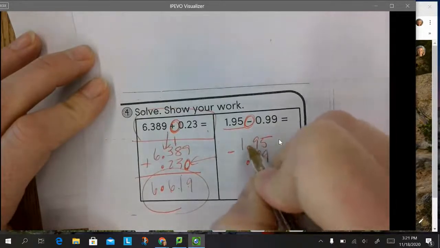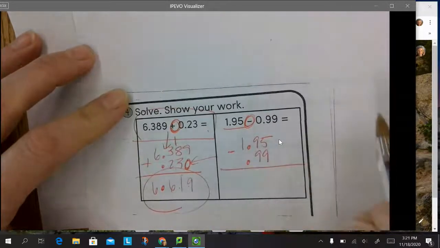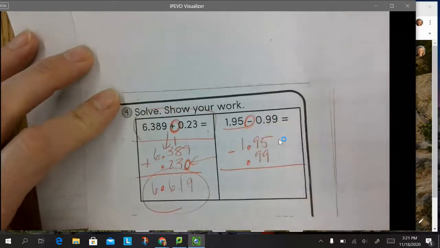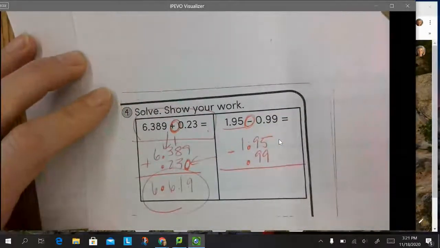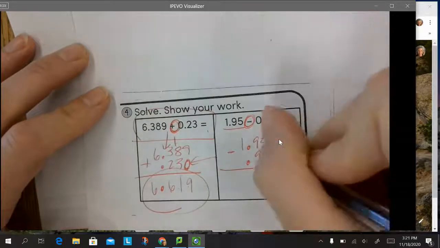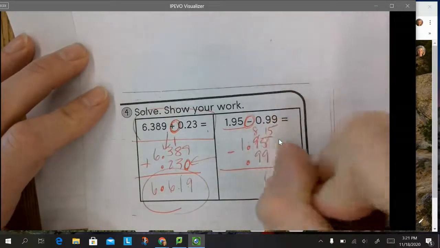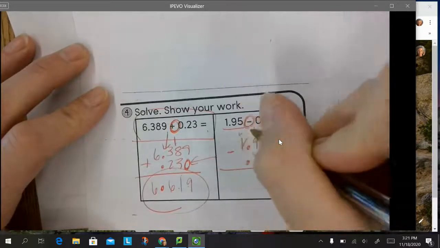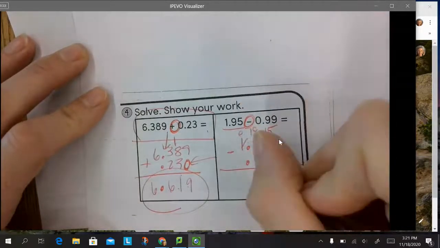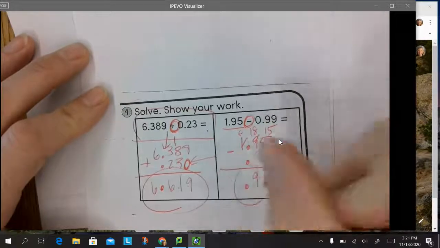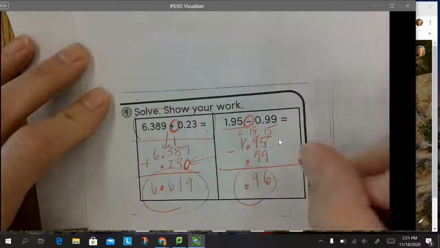Write down your first number, 1.95, minus 0.99. Look, I made sure that I lined up my decimals. And when I subtract, I need to go ahead and borrow. 15 minus 9 is 6. 8 minus 9 I can't do, so that becomes 18 minus 9. So you get 0.96. All right, good job. Next one.